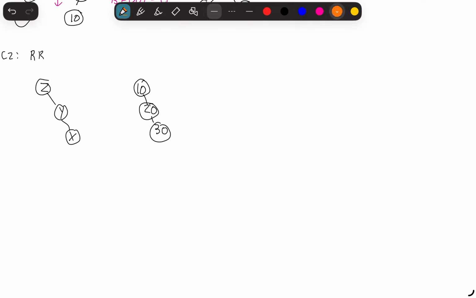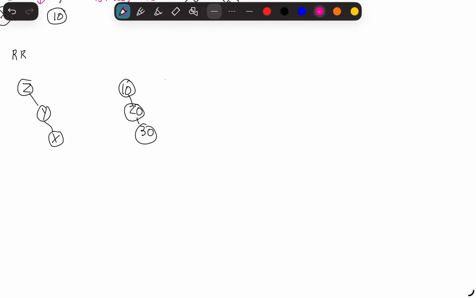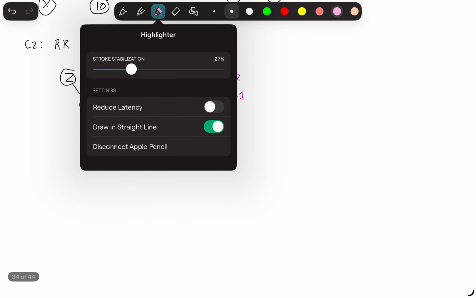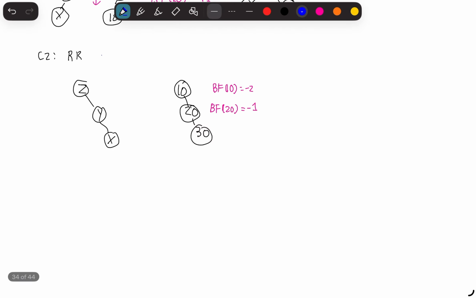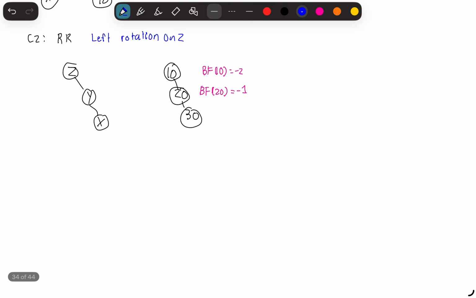So now we have to calculate our balance factors and see exactly why this is not an AVL tree. The balance factor of 10 is equal to -2. The balance factor of 20 is equal to -1. After this, what we need to do when we have this right-right case is perform a left rotation on Z. So what you're going to do is you have your 10, 20, 30 like this. Let's highlight Z and you're going to turn this node to the left.